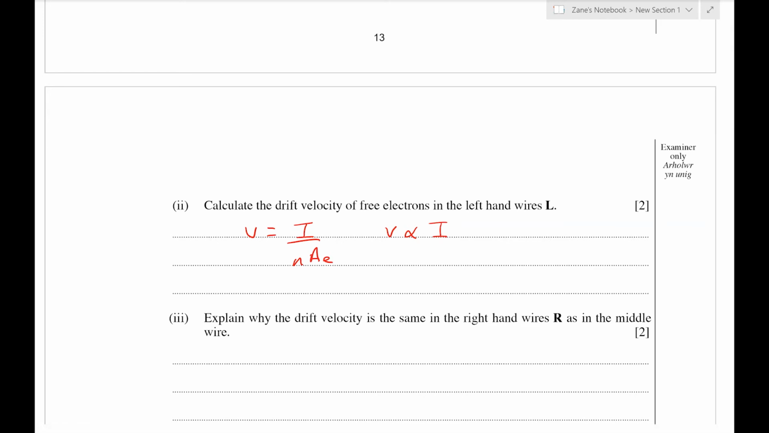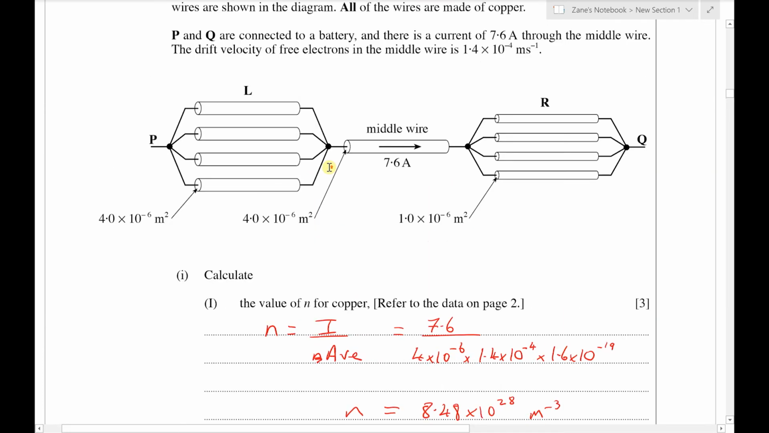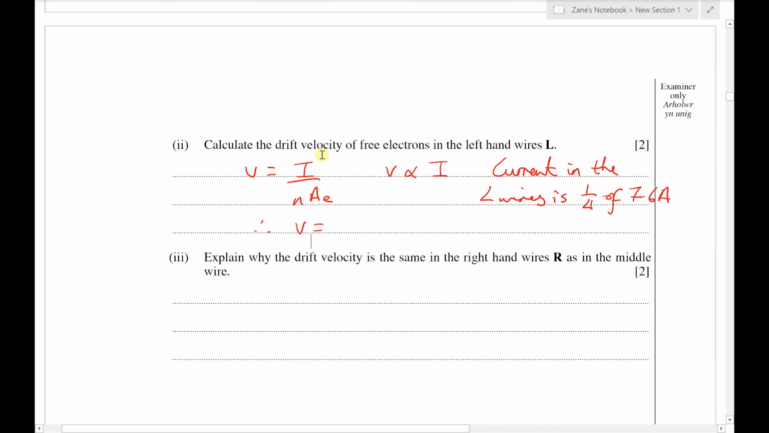So let's just write a little bit about that. So we'll say that the current in the L wires is a quarter of the 7.6 amps that's in the middle wire. Therefore the drift velocity is, what was it earlier, 1.4 times 10 to the minus 4 divided by 4, which will give us 3.5 times 10 to the minus 5 meters per second.